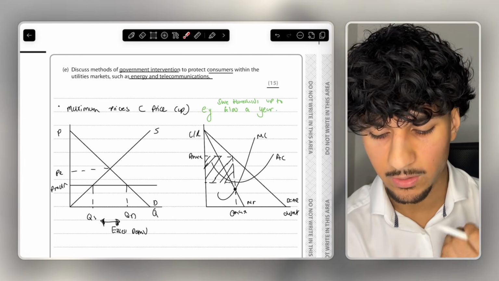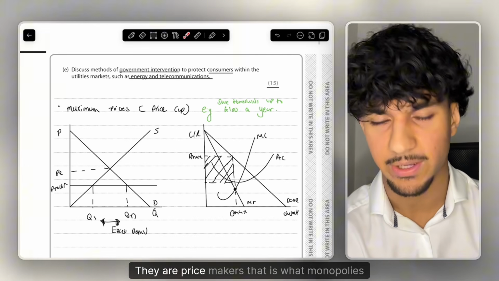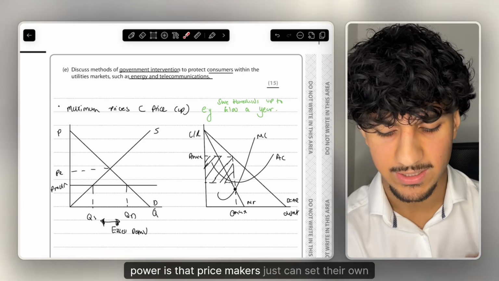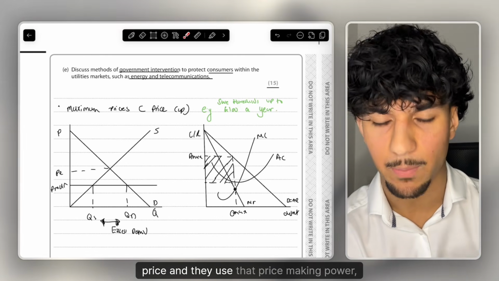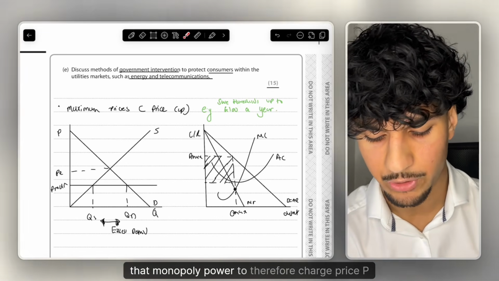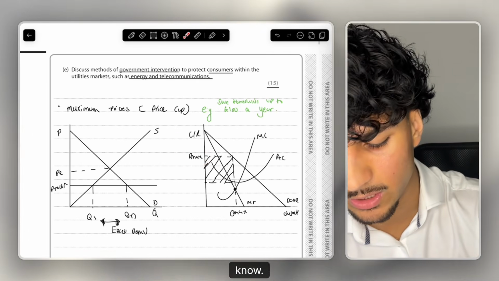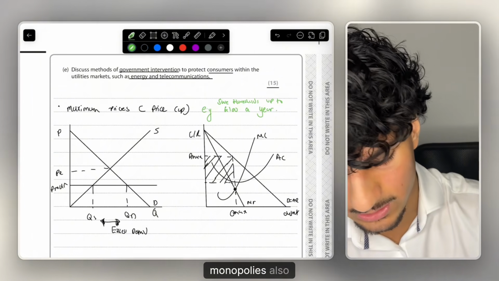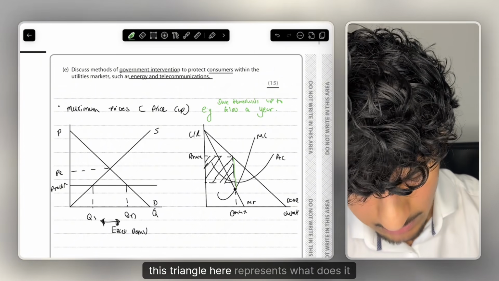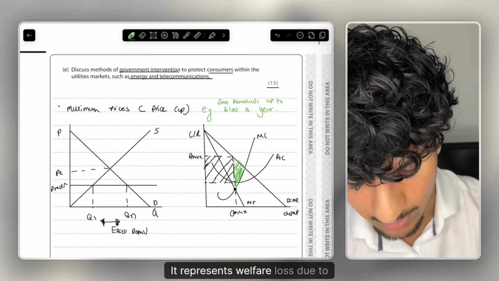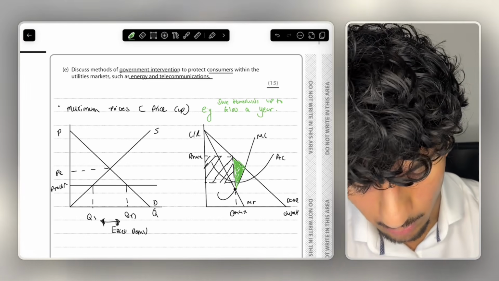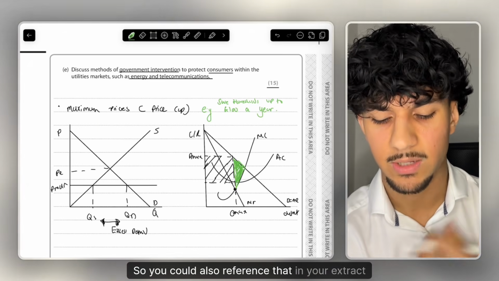And thus, what is the big thing about monopolies? They are price makers. That is what monopoly power is. They're price makers, thus can set their own price, and they use that price making power, that monopoly power, to therefore charge price Pmax, which leads to consumers being exploited. As we know, if you want to show this on a diagram in monopolies also, this triangle here represents, what does it represent? It represents welfare loss due to monopolies profit maximizing. So you could also reference that in your extract.